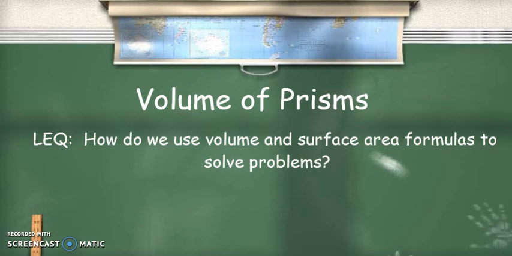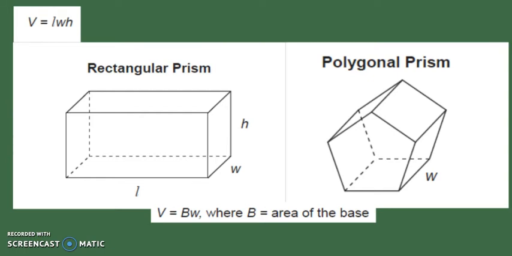Volume of prisms. The PSSA formula sheet will give you the formulas for the rectangular prism, and that formula is right here. And it will also give you a generic form that actually would also work for a rectangular prism. And that's this one right here. They are both actually the same thing.